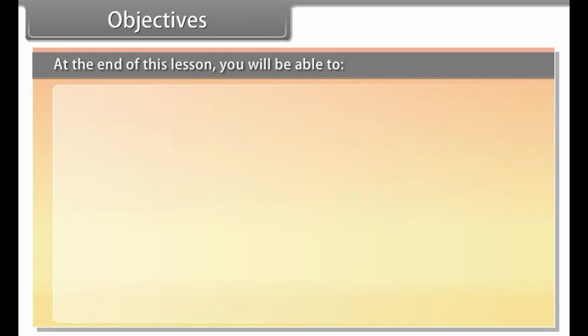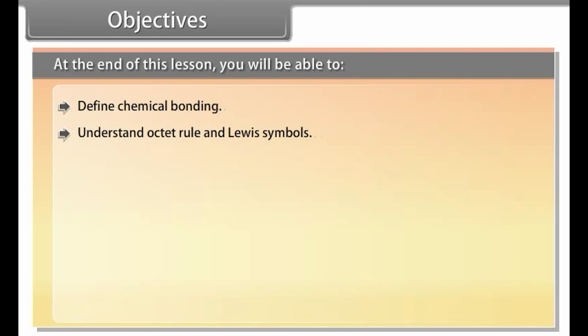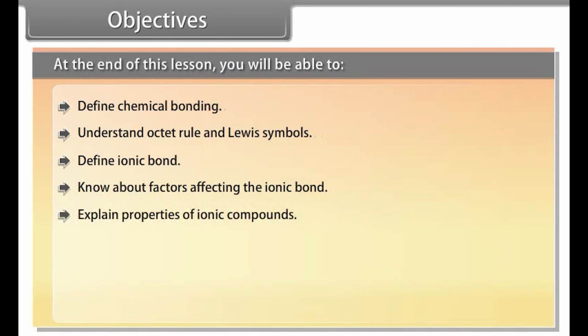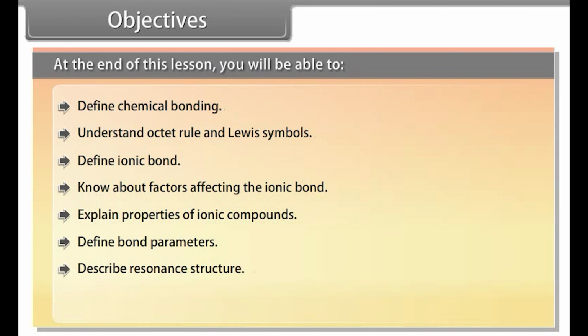Objectives. At the end of this lesson, you will be able to define chemical bonding, understand the octet rule and Lewis symbols, define ionic bond, know about the factors affecting the ionic bond, explain properties of ionic compounds, define bond parameters, describe resonance structure, and know about polarity of bonds.